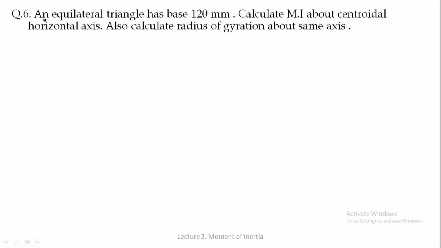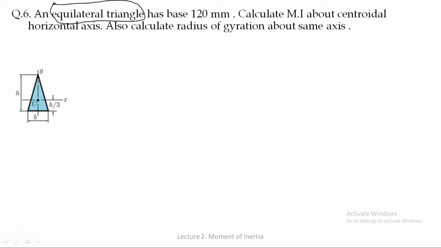Which, let us see. What is the question? An equilateral triangle has base 120 mm, calculate MI, that is calculate moment of inertia about centroidal horizontal axis. Also calculate radius of gyration about same axis. Okay. Now again reading the question, what will be our focus? To find the section. So what is section given over here? The section given in this question is an equilateral triangle. So what we'll do? We'll draw an equilateral triangle.